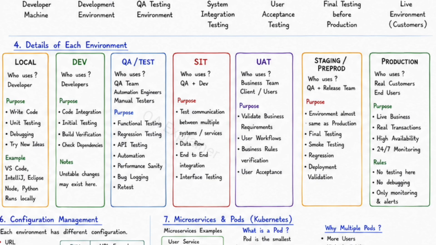Then we have the staging and pre-prod environment. It is used by QA and the release team. The release team performs release-level testing here, and we in QA also test whether some bugs are present, and some critical things, here.